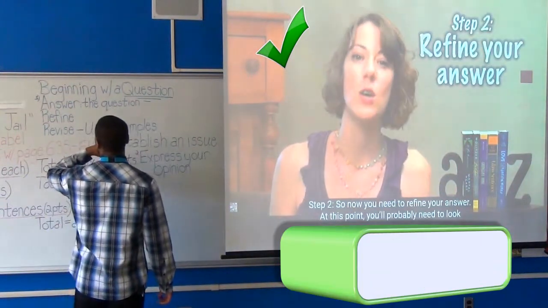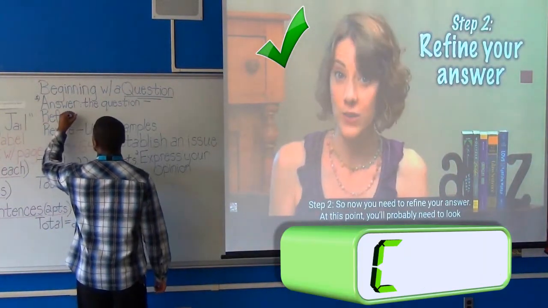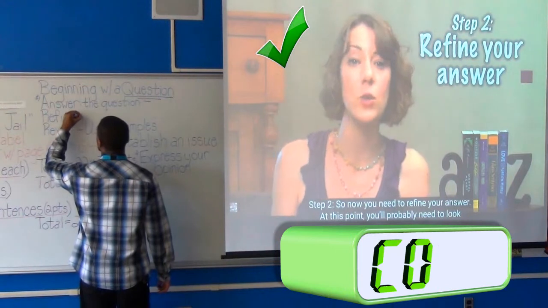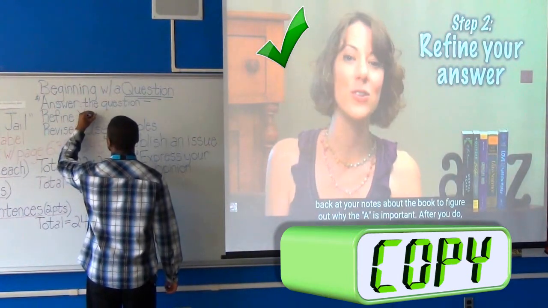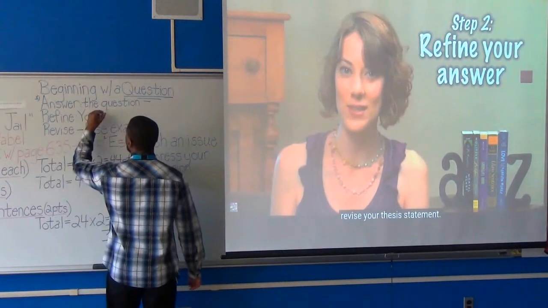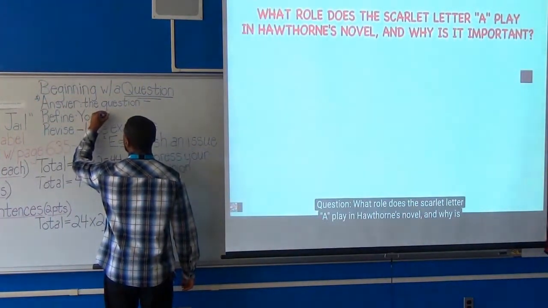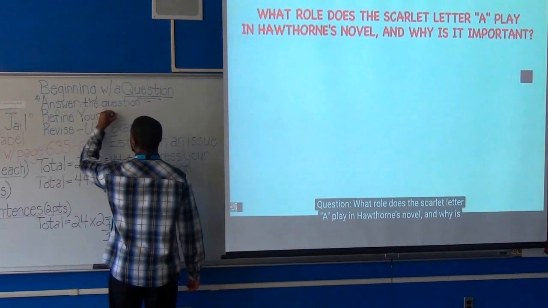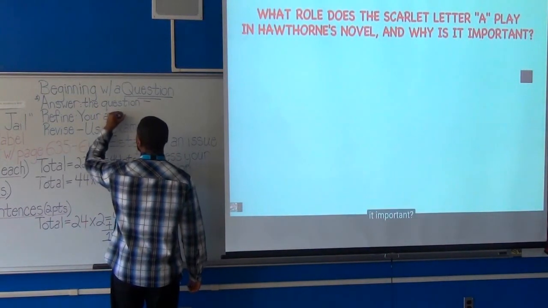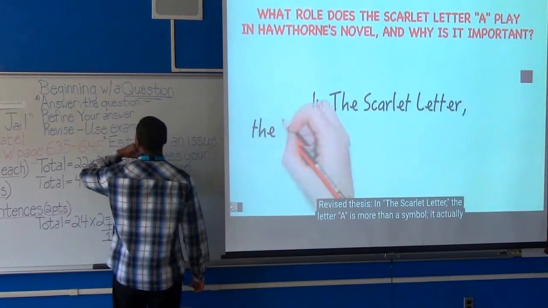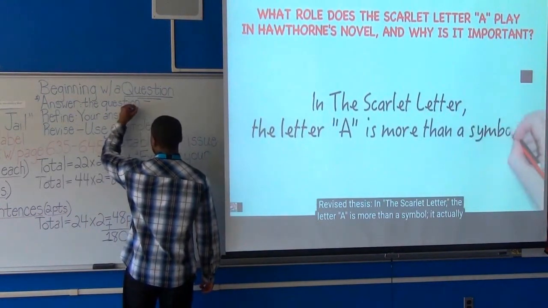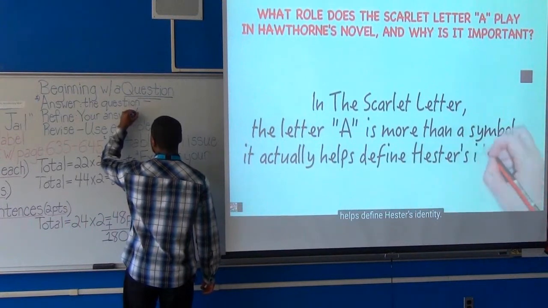Step 2. So now you need to refine your answer. At this point, you'll probably need to look back at your notes about the book to figure out why the A is important. After you do, revise your thesis statement. Question: What role does the scarlet letter A play in Hawthorne's novel, and why is it important? Revised thesis: In The Scarlet Letter, the letter A is more than a symbol. It actually helps define Hester's identity.